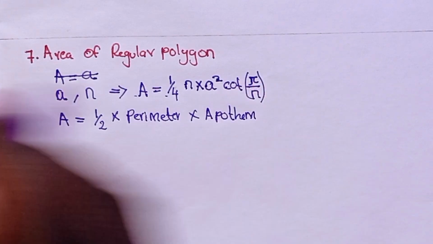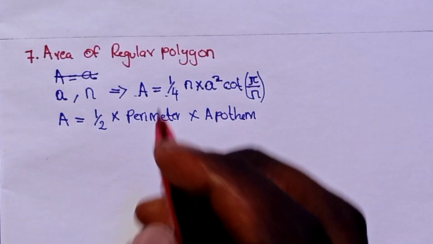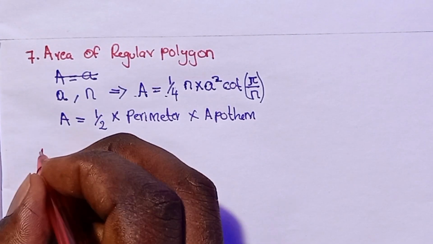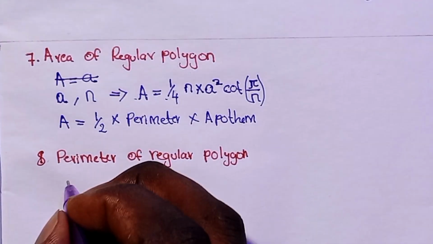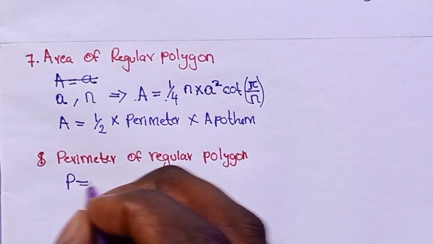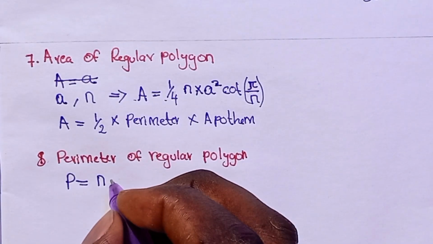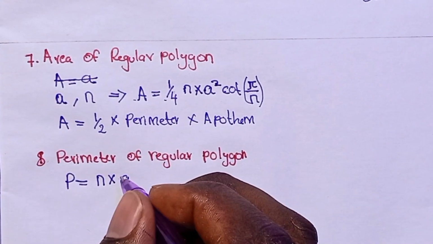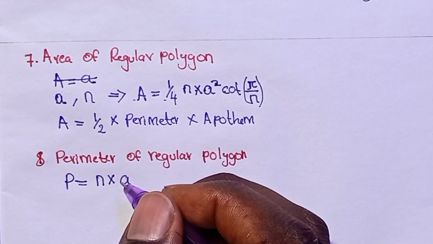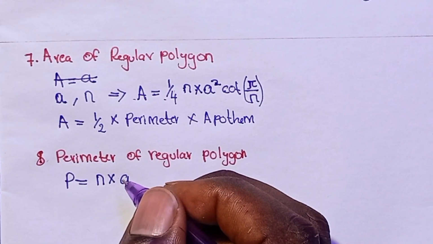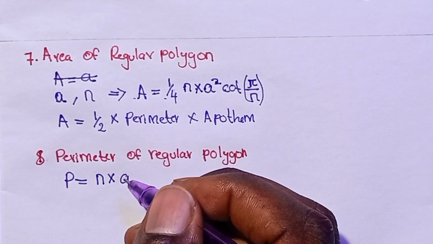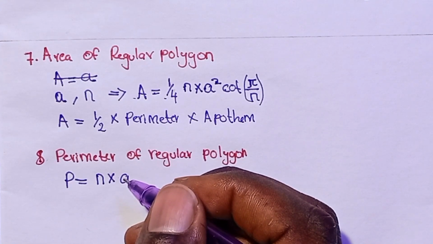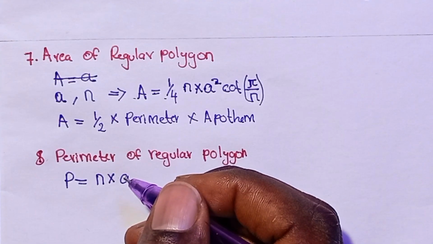And the last one, which is very common, is the perimeter. So to find the perimeter, it will be number 8. To find the perimeter of a regular polygon, the perimeter P is given by n, the number of sides, multiplied by a. This a is the side length of that polygon. It can be 8 meters, 8 millimeters, whatever it is. So that is the formula to get the perimeter.